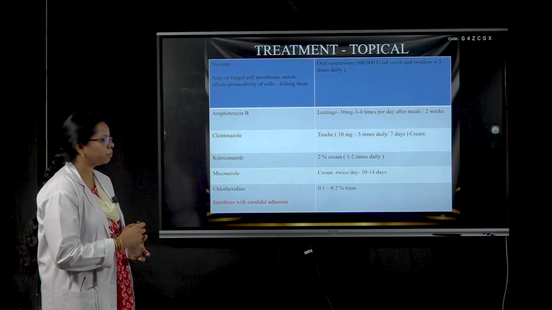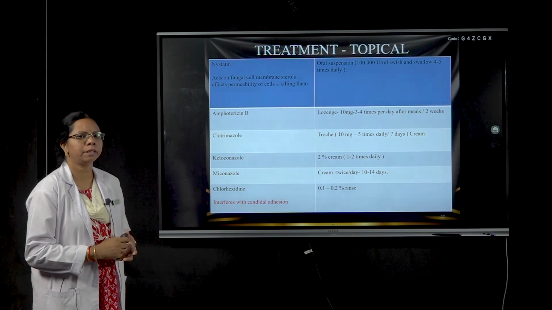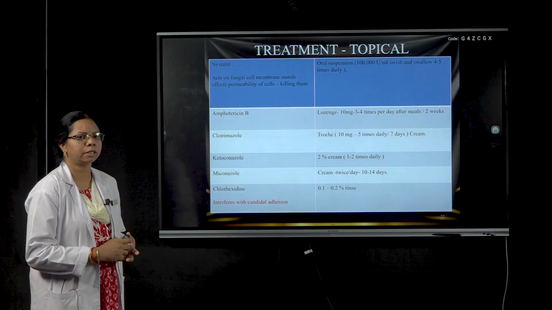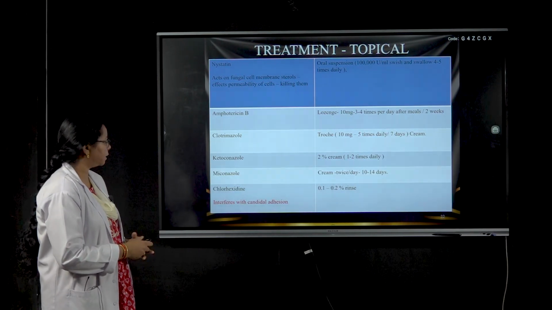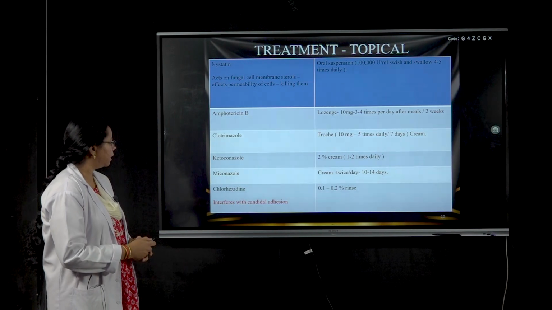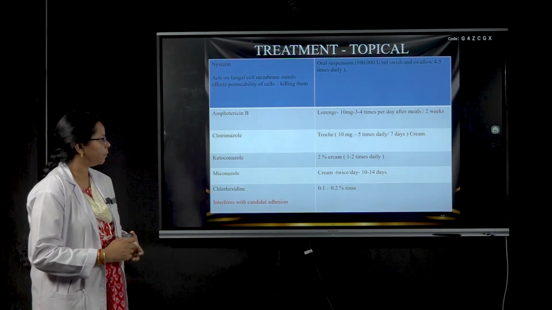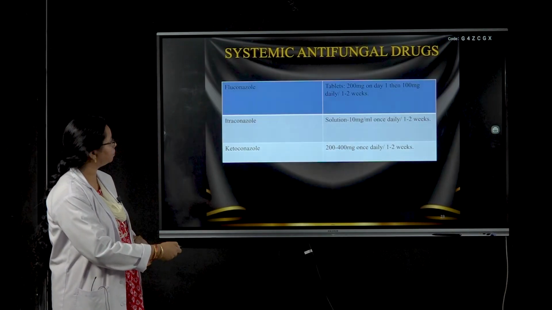Miconazole is specifically used for angular cheilitis because it has antifungal as well as bacteriostatic properties. That's why it is used in the treatment of angular cheilitis. Chlorhexidine mouthwashes are also used, which interfere with the candidal adhesion property. So 0.1 to 0.2% rinses are used.